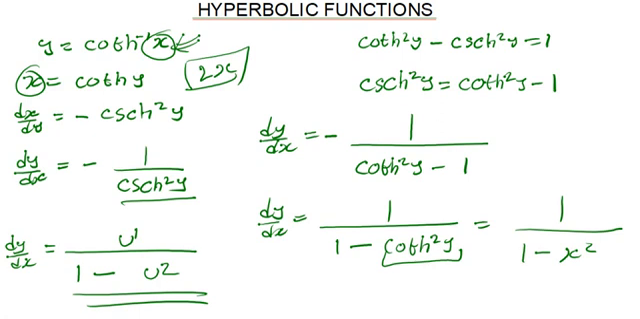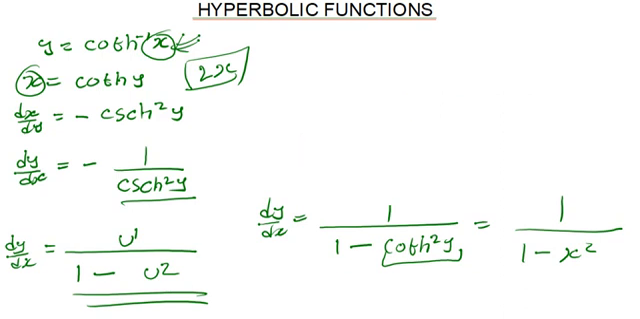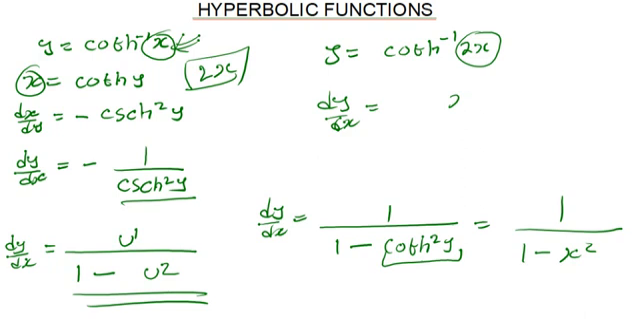If you are looking for, let's say, y is equal to hyperbolic cotangent inverse of 2x, you just have to use that formula there. You're going to say dy dx will be equal to u prime, where u is 2, so u prime is 2, divided by 1 minus 4x squared. You have a 4x squared there.